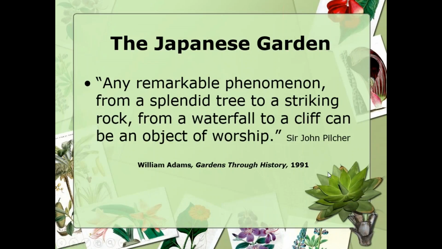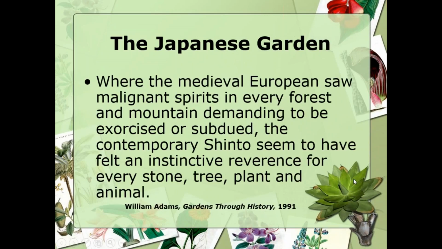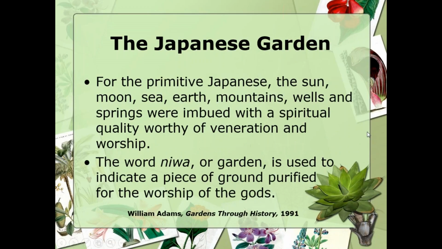So, Japanese design. Let's see what the differences are from the Chinese design. Any remarkable phenomenon, from a splendid tree to a striking rock, from a waterfall to a cliff, can be an object of worship. Where the medieval European saw malignant spirits in every forest and mountain demanding to be exorcised or subdued, the contemporary Shinto seemed to have felt an instinctive reverence for every stone, tree, plant, and animal. For the primitive Japanese, the sun, moon, sea, earth, mountains, wells, and springs were imbued with a spiritual quality worthy of veneration and worship.